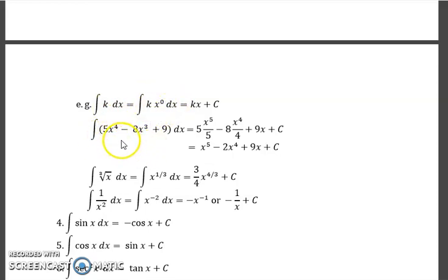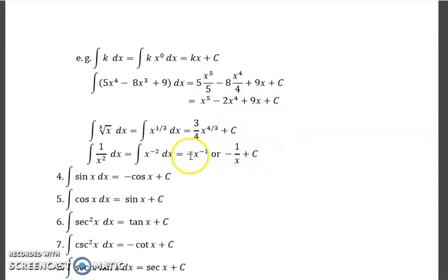When we want to integrate this sum, for the integral of the first term, you copy 5, and the integral of x to the 4 would be x to the 5 over 5. Minus, you copy 8, and the integral of x cubed would be x to the 4 over 4. Plus the integral of 9 with respect to x, which would be 9x. So you have this one. When you simplify this, it would be x to the 5 minus x to the 4 plus 9x plus c.